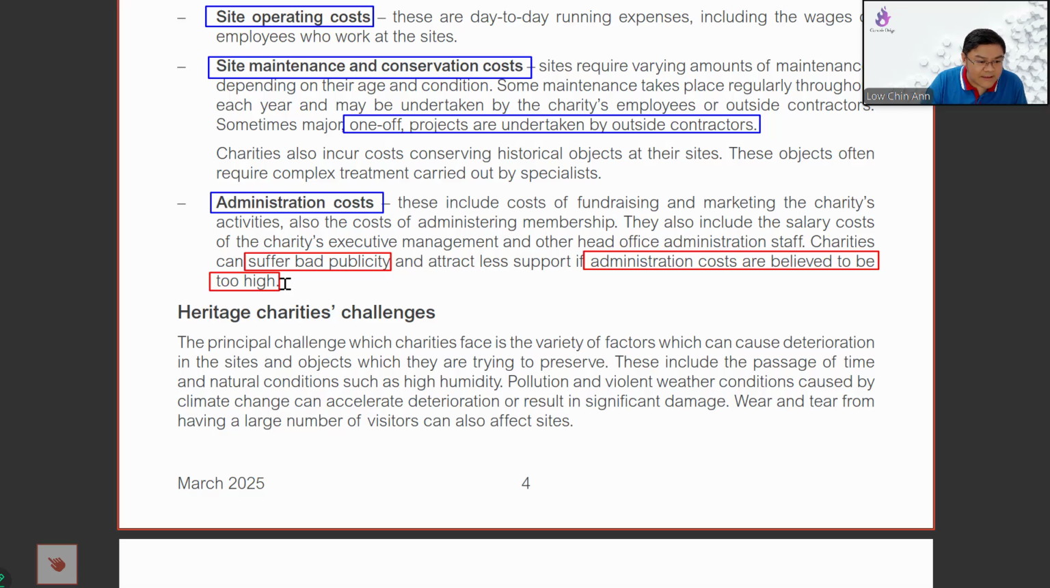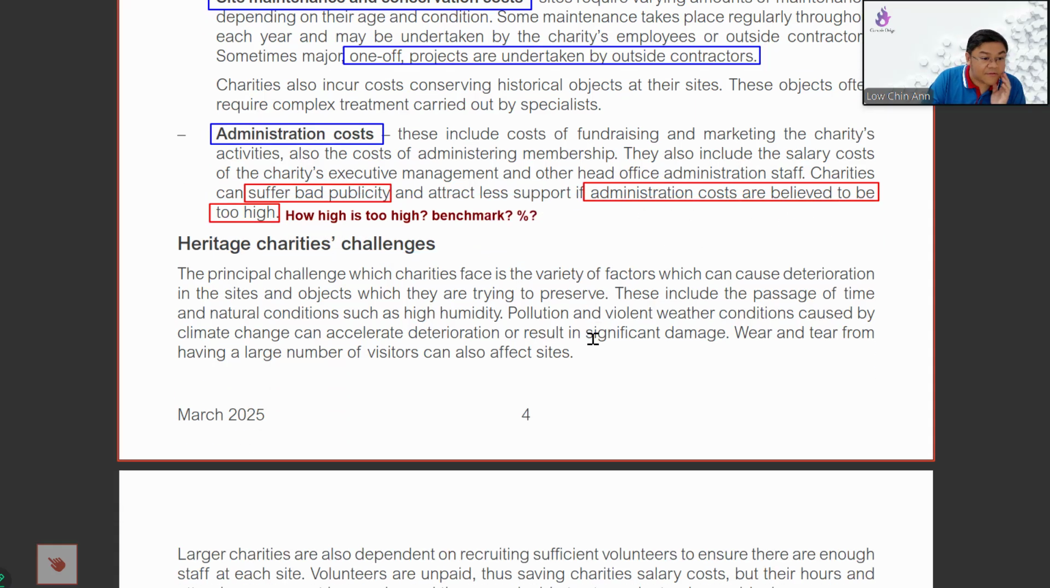And what exactly is too high? Do we have a benchmark? Like, is there a percentage? Some people say maintain it at not more than 20%, that kind of thing.